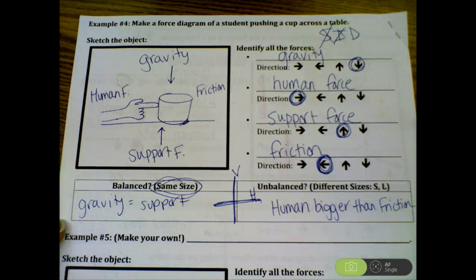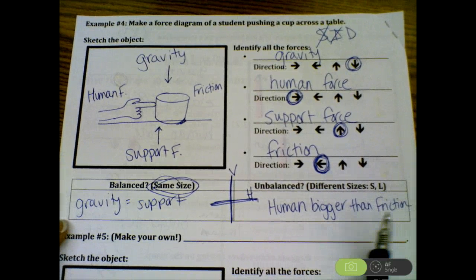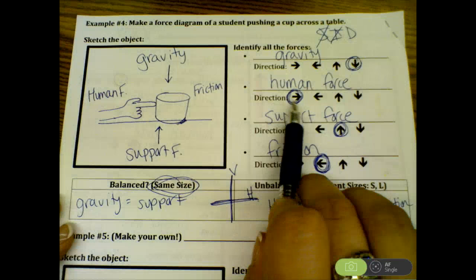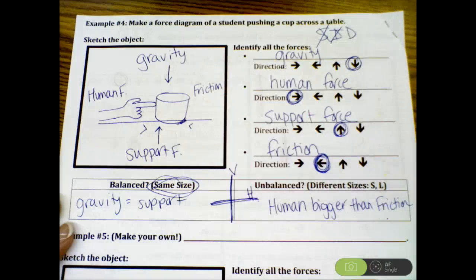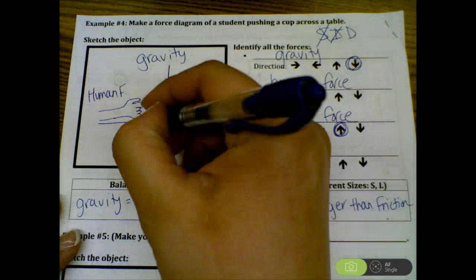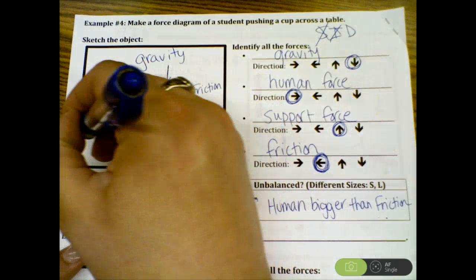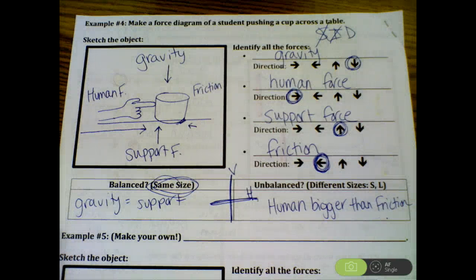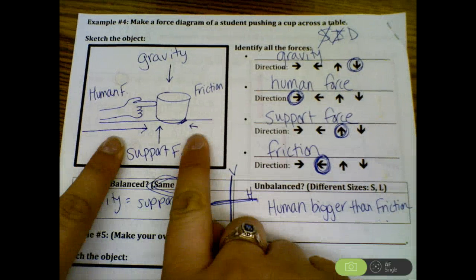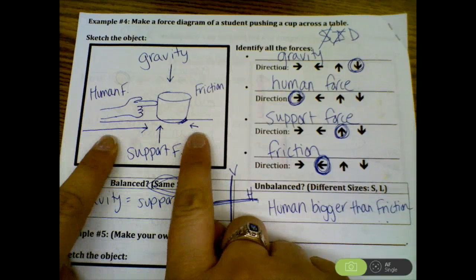Alright, now when it comes to human and friction, we need to make sure that human is bigger than friction. We know that human force is going to the right, friction is going to the left. Human is going to be the biggest force out of all of them, and friction is going to be a lot smaller. And that's what I'm talking about when I say exaggerate it. Make it obvious. This is obviously a lot bigger than this.